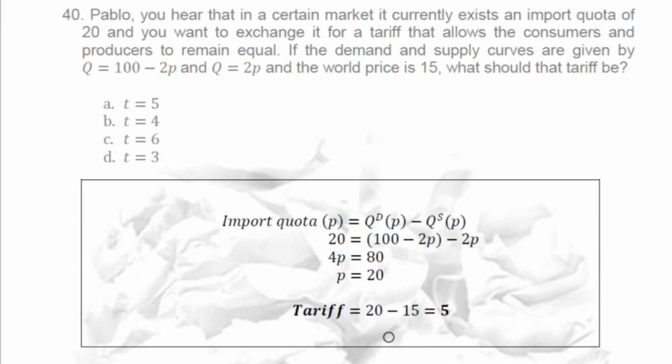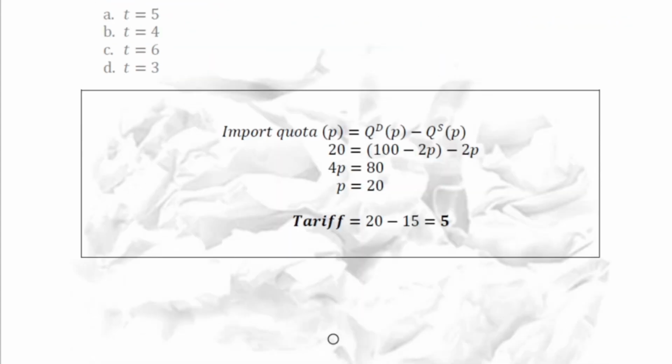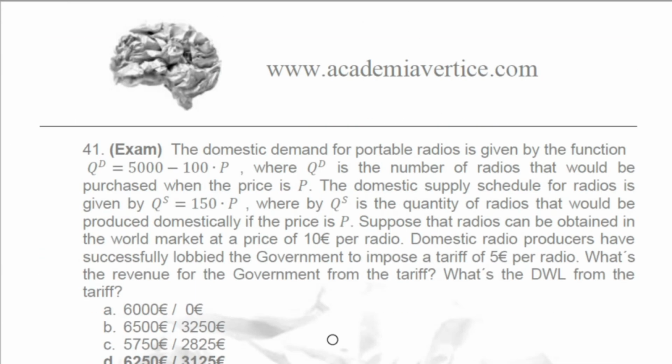The tariff should be 5, and then the government would achieve the same situation for consumers and producers, but with government revenue and with a lower deadweight loss than the import quota. Okay, so the last one. This is an exam question.